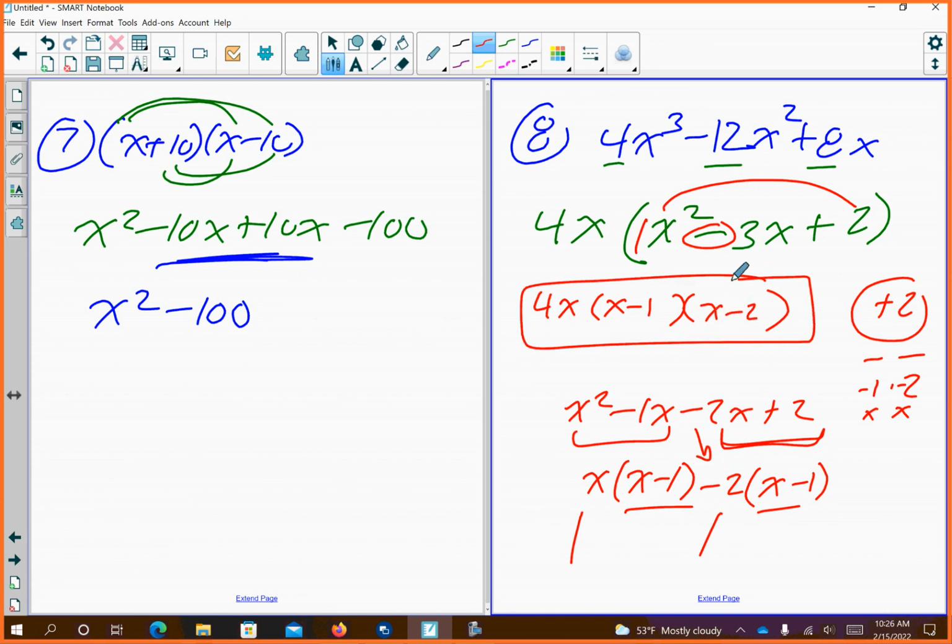Okay? That's our answer. Okay, I probably won't give you a whole lot of those. Probably be one like that on the test, where you have a greatest common factor first, and then it goes further. Okay? Don't forget the greatest common factor is part of the answer on these. May I move on?